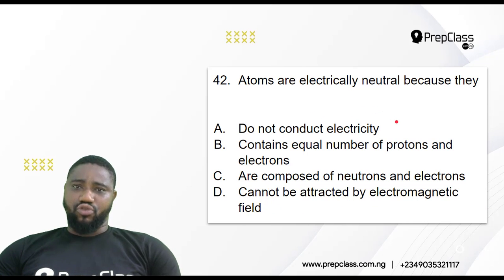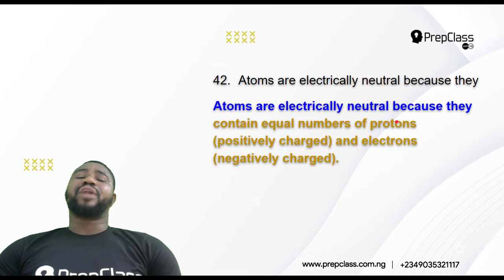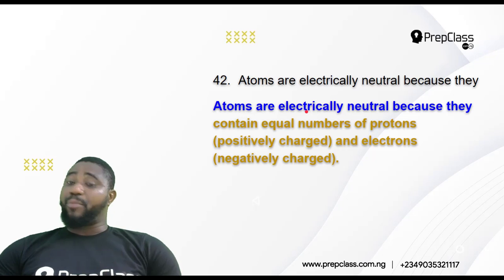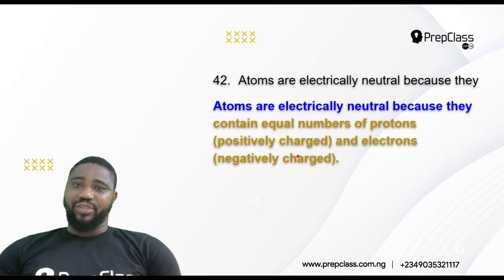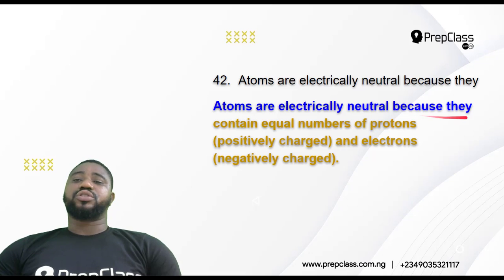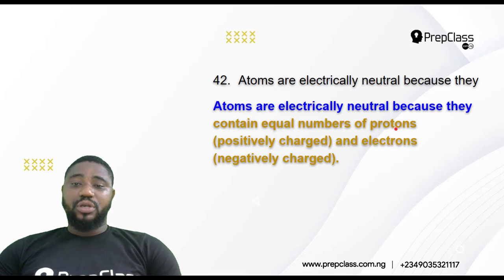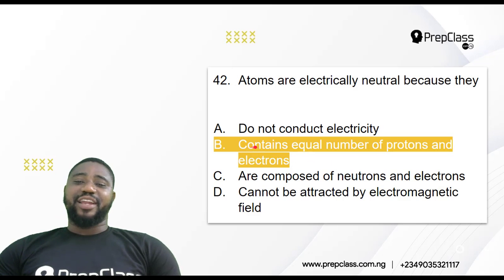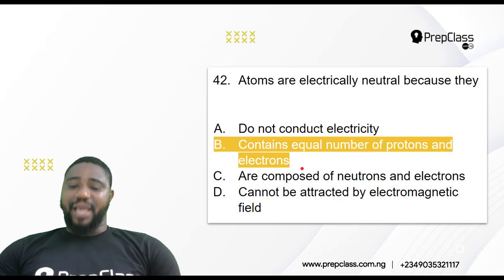Why are atoms neutral? Now, for atoms to be neutral, the number of protons must be equal to the number of electrons. That's the only thing that will make an atom to be neutral. Why? Because protons are positively charged and electrons are negatively charged. So atoms are electrically neutral because they contain equal numbers of protons and electrons. If the protons are equal to the electrons, the atom will become electrically neutral. So the answer is that they contain equal number of protons and electrons. So B is your best answer.